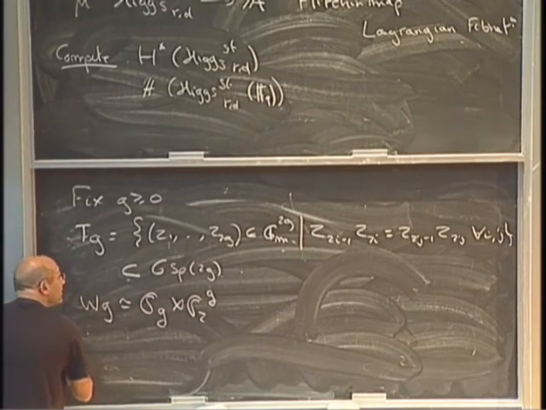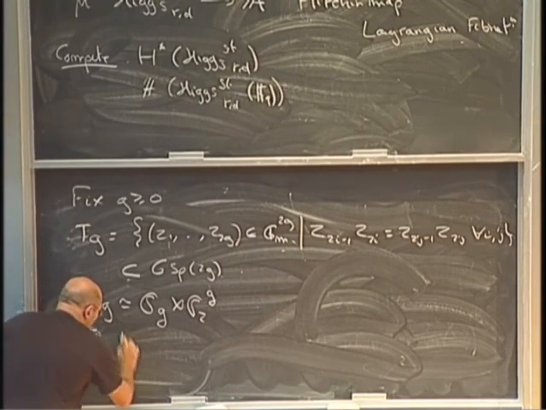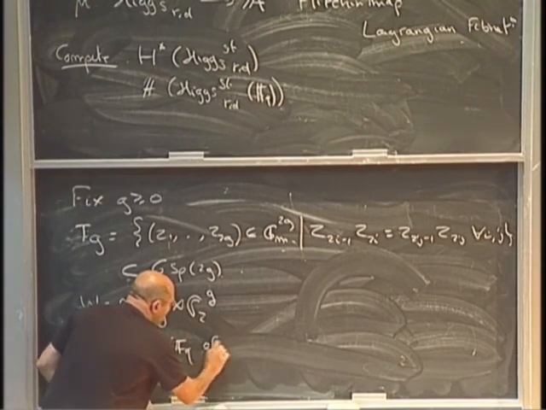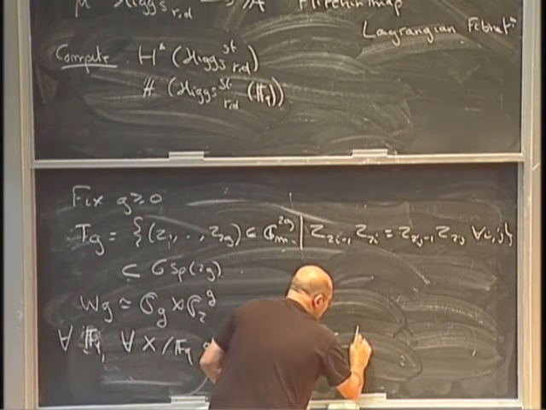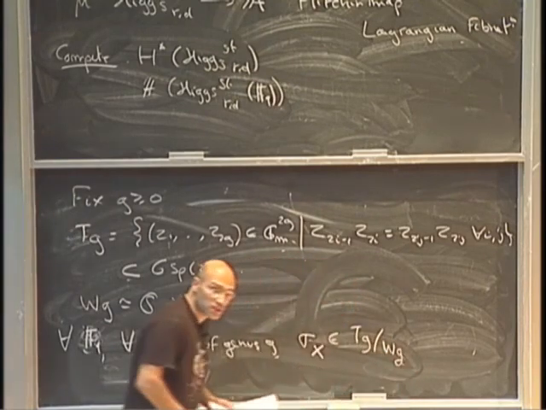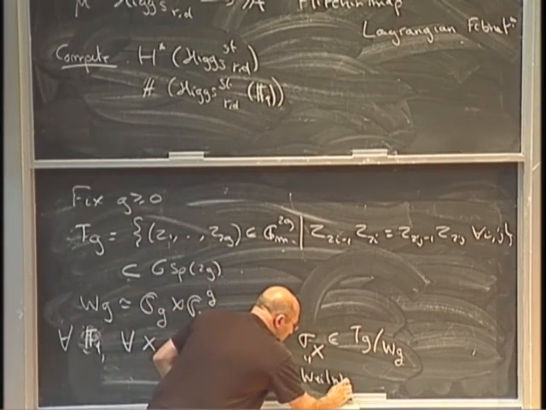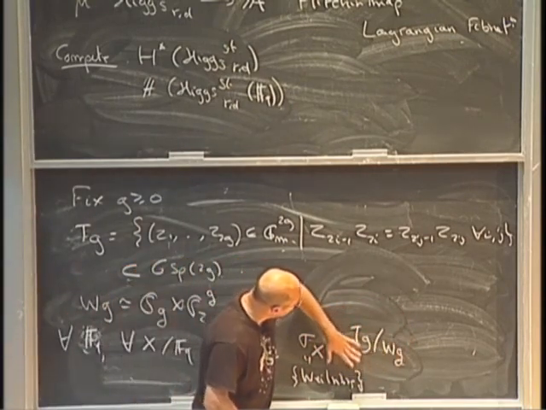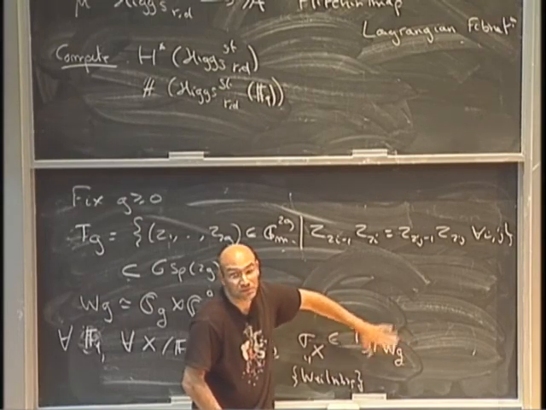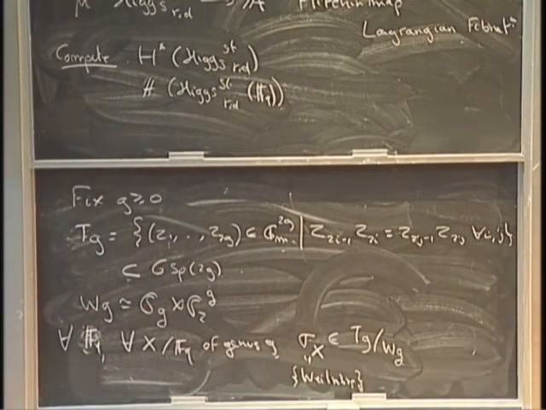And one way to state it is to say that for any finite field, for any curve X over F_q of genus g, you have an associated point sigma_X in the quotient T_G modulo W_G, which is simply the set of Weil numbers. This is a point. So this quotient space is my limited version of the moduli space of curves of genus g over some finite field. But that's enough. And so now I can state the theorem and finish there.